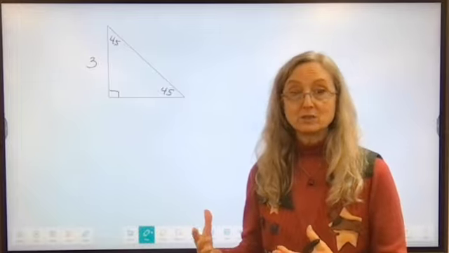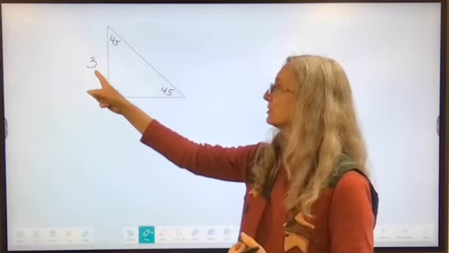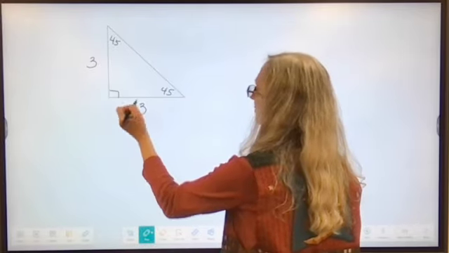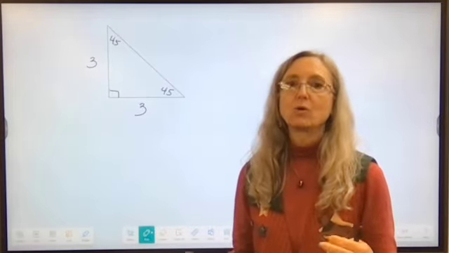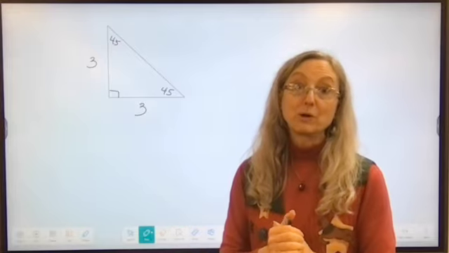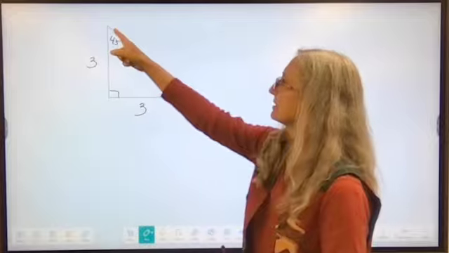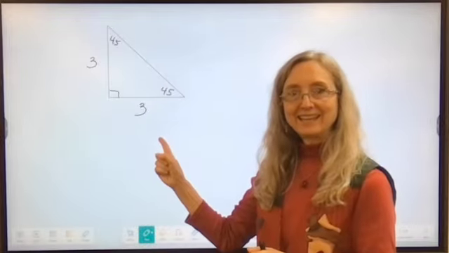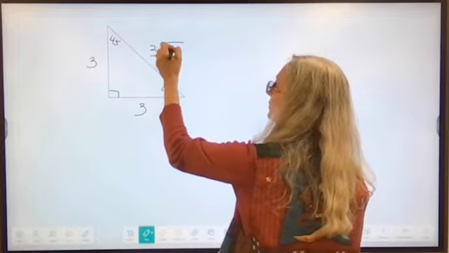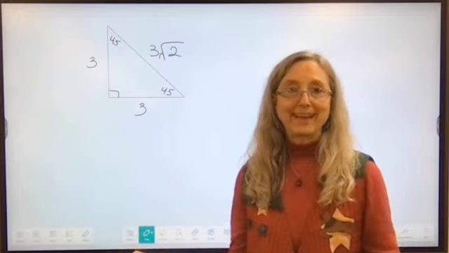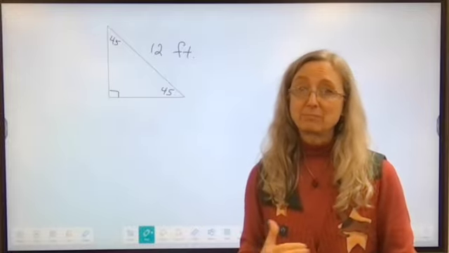Then what's the rest of the triangle? Well, it's 45, 45. My legs are the same. So if this is 3, this is also 3. And I have in my notes, or I have memorized, or I'm looking at the big poster in Mrs. K's classroom, this hypotenuse will be the leg times the square root of 2. So it will be 3 square root of 2. And you're done.